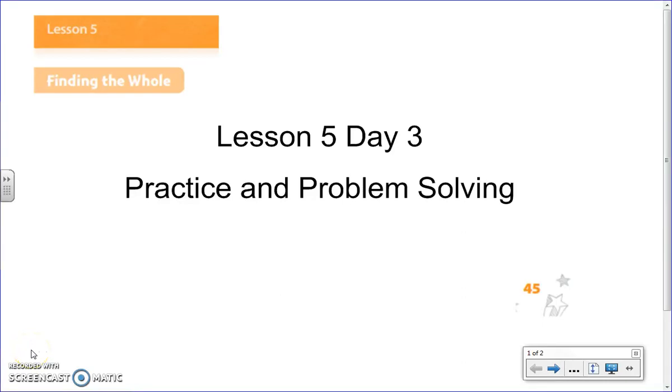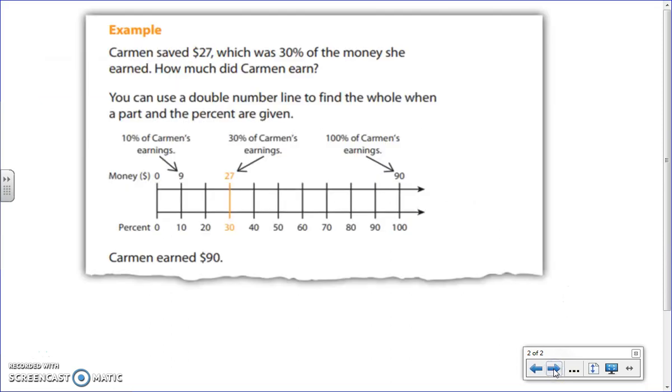This is Mr. Gillum, and today we're going to be looking at an example out of your Practice and Problem Solving book on page 45. It says that Carmen saved $27, which was 30% of the money she earned. How much did Carmen earn?